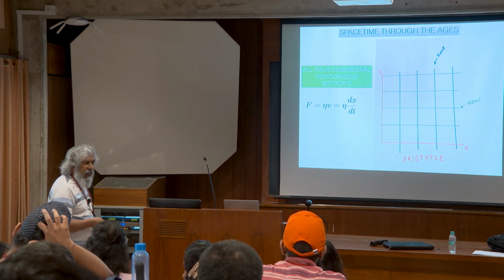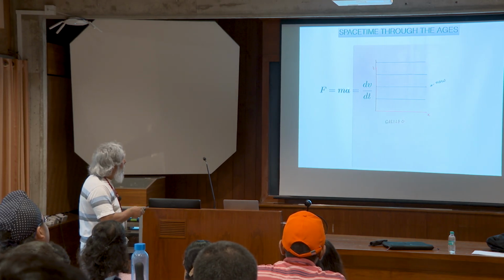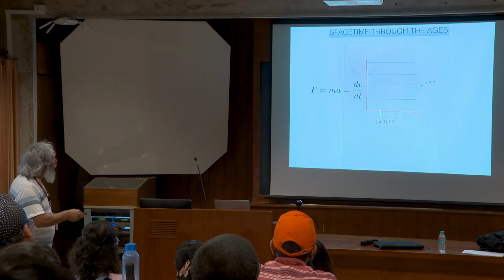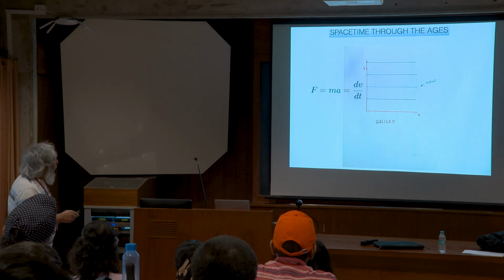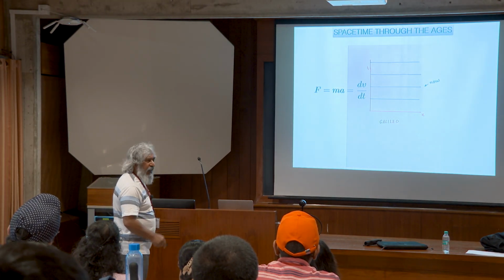Now we come to Galileo. Galileo got rid of the idea of a here, but he kept the notion of a now. So there's no point in saying all these points are at the same point in space. There's no such idea. And the state of motion which is natural is uniform motion.